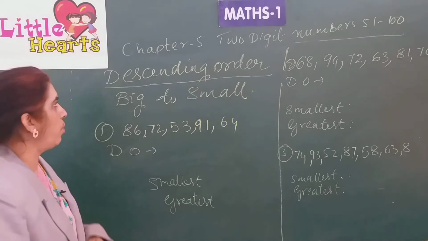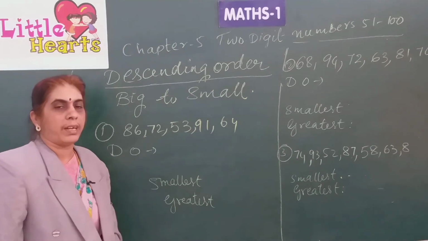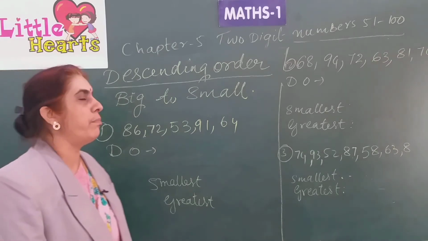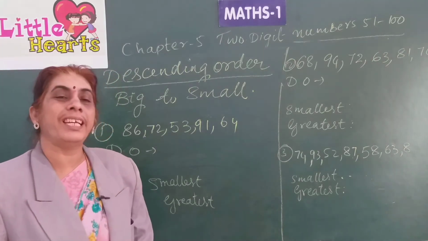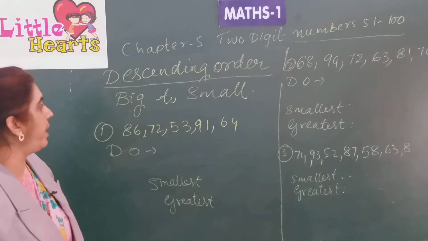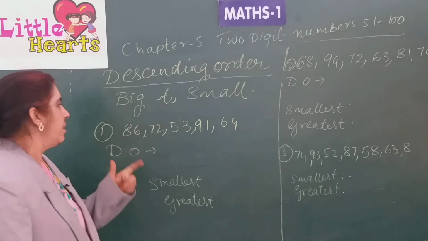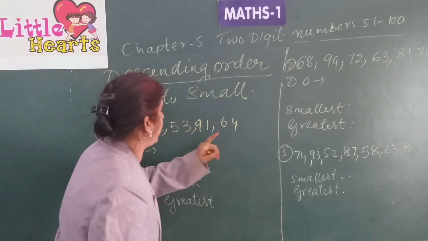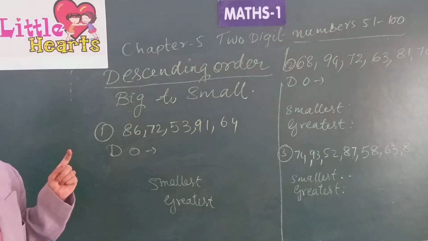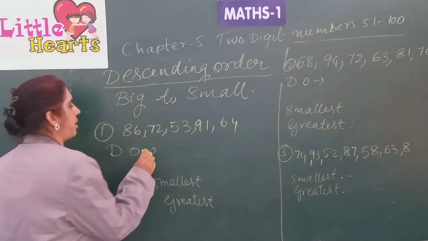Yes, children, we shall go with descending order now. Descending order is nothing but writing a set of numbers from bigger to smaller, just in reverse order of ascending order. You have to write from big to small. Here is a set of numbers 86, 72, 53, 91, 64. So we have to start with the biggest number first in descending order.